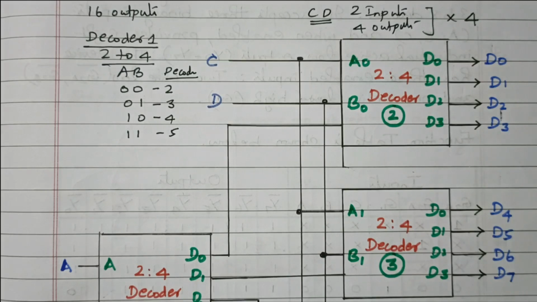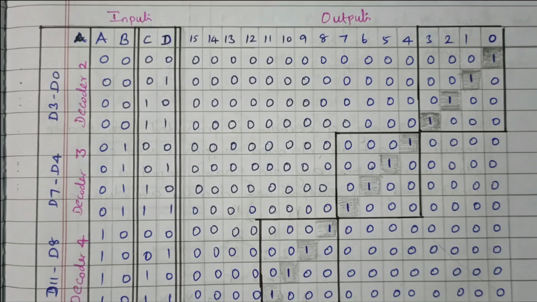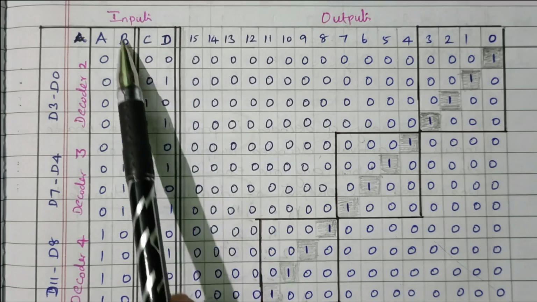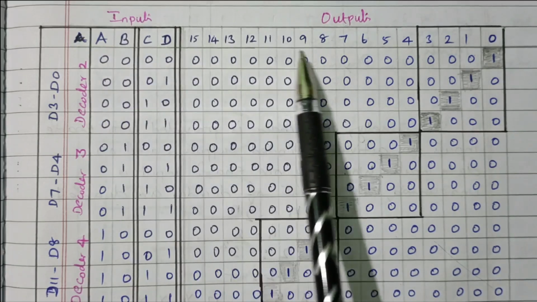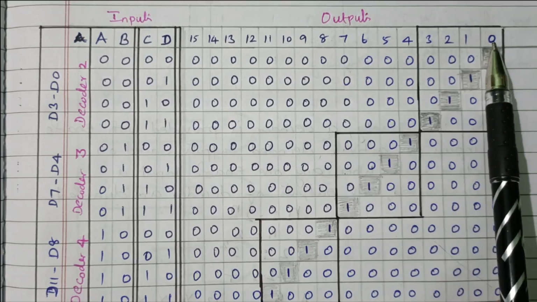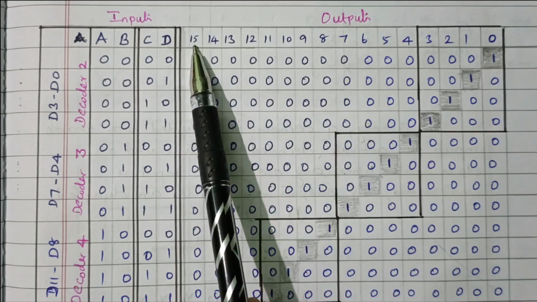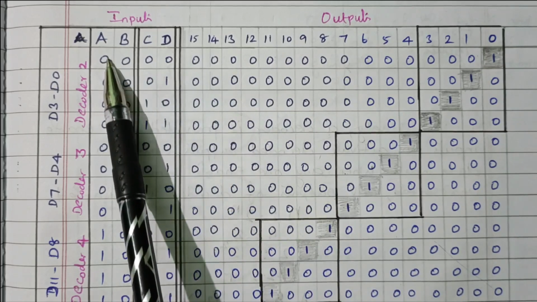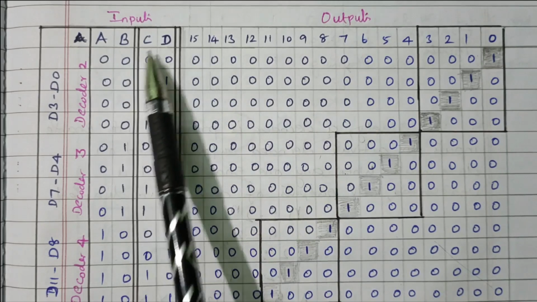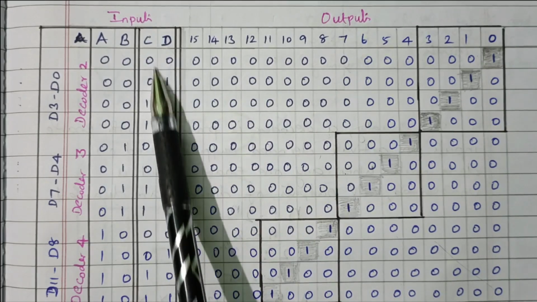Now we'll see the logical truth table, so that we go for further understanding. So this is the truth table available. The inputs A, B, C, D. There are 4 inputs. These are the 16 different outputs starting from D0 to D15. Right. We already know that this AB is given to decoder 1. That is a selecting decoder. CD is given to the 4 different decoders.